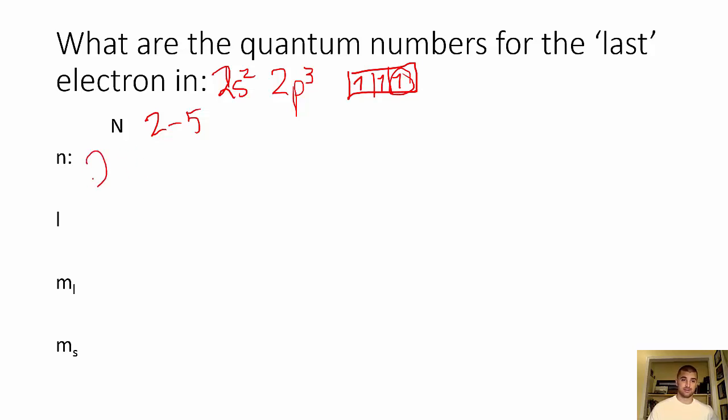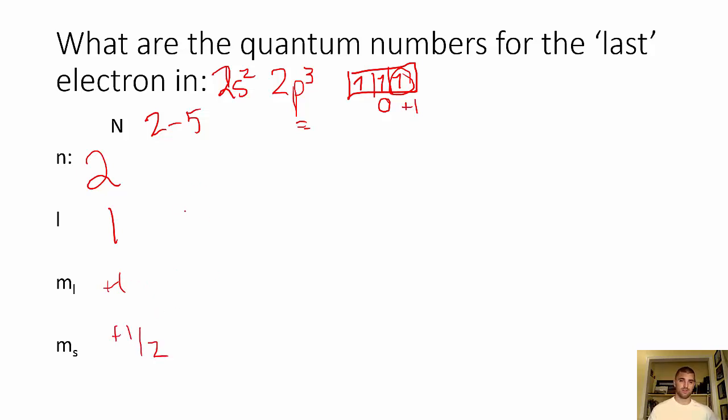Well, it is in the second energy level, so N is 2. L is going to tell me that is the P sublevel, so it is 1. ML is going to tell me which box. Remember the 0 is the middle box, so I'm in the right one, like a number line, so it's +1. And S, the spin, is up, so it'll be +1/2.